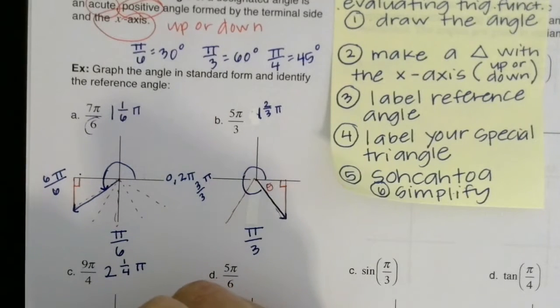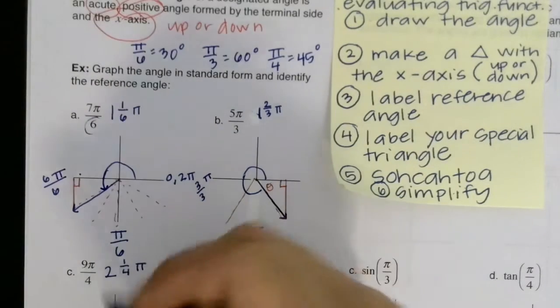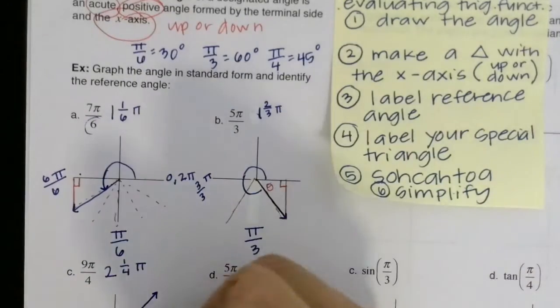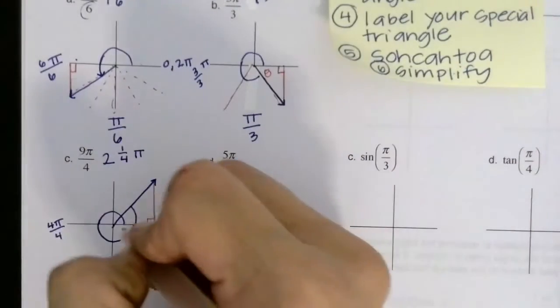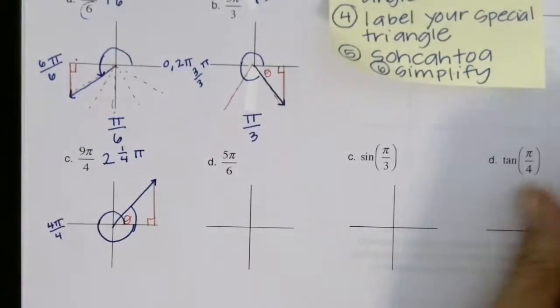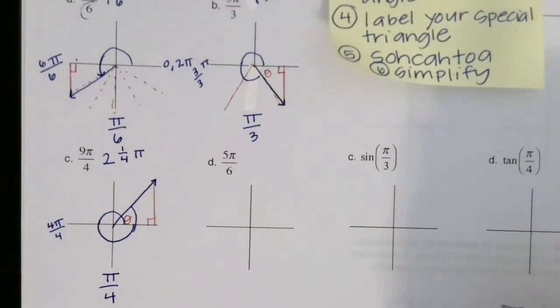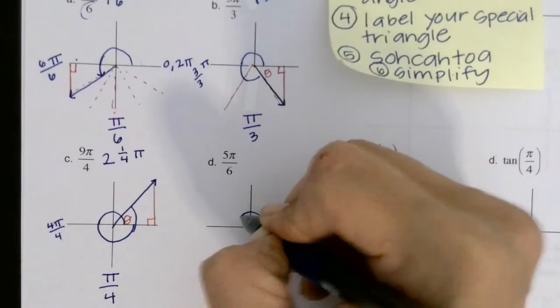So I have 4. There's 1 pi, 2 pi, or 4 out of 4, 8 out of 8, and then 1 more. So here's 1/9 of pi. I'm going to drop it down to the x-axis, make my right triangle, and this right here is my reference angle, and it's going to be pi over 4. Easy peasy, lemon squeezy. 5 pi over 6 is going to be here.